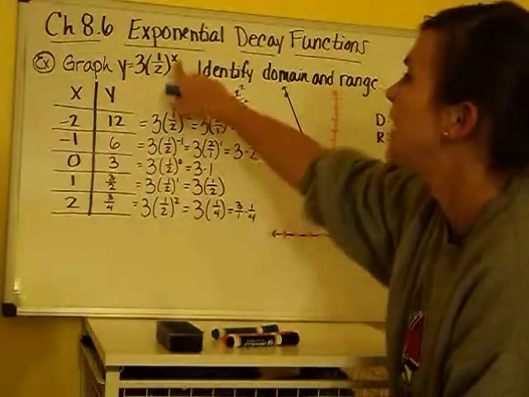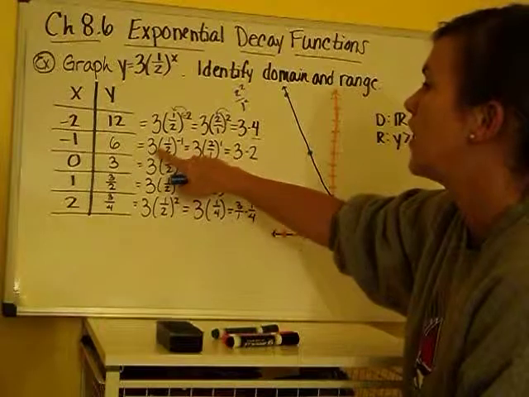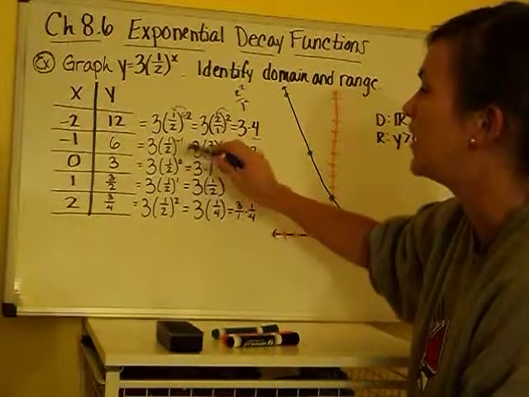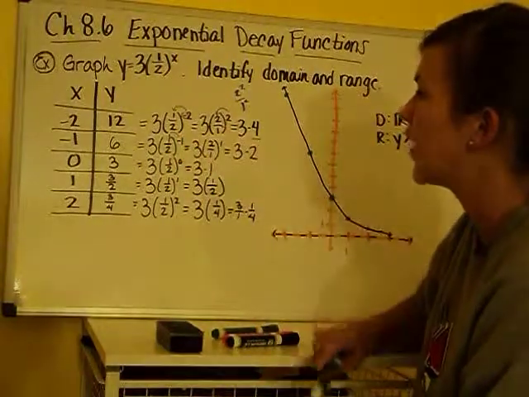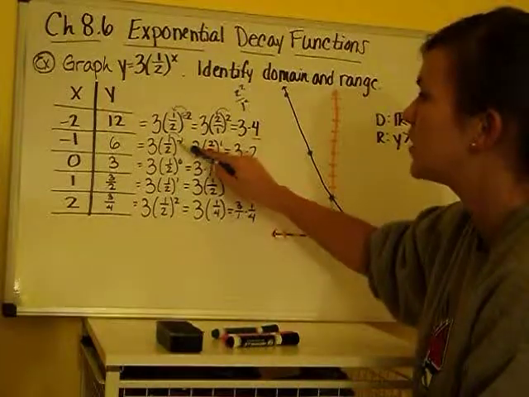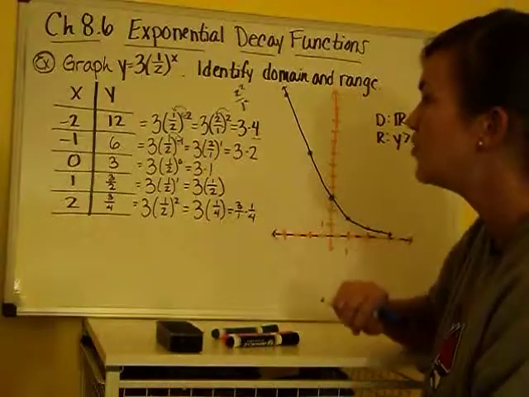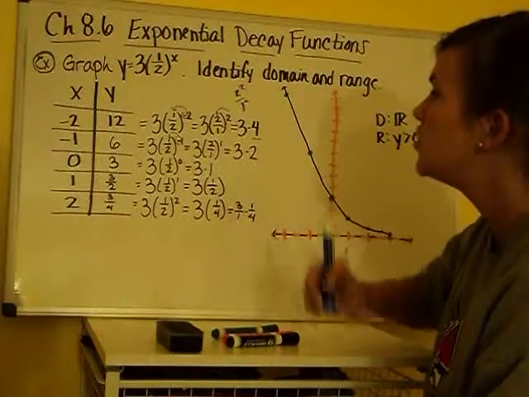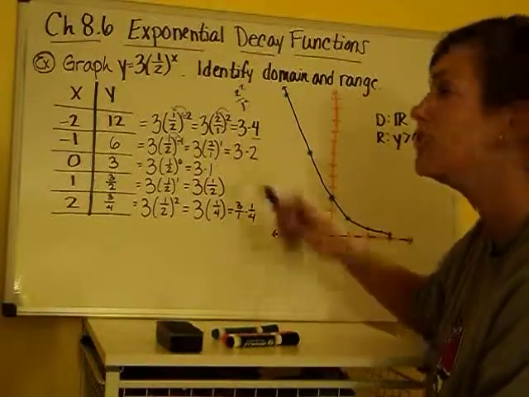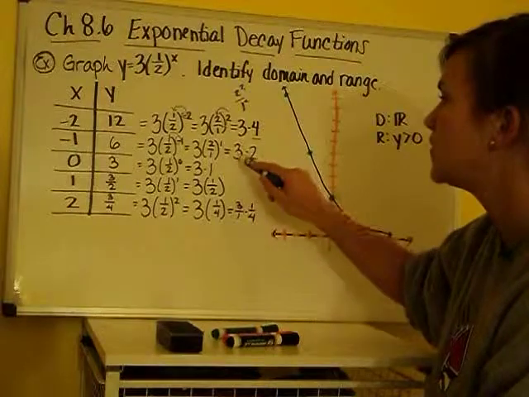Okay, if we put negative 1 in for x, 3 times 1/2 to the negative 1, again, this exponent belongs to that fraction only. So we're going to take the reciprocal, which for 1/2 is 2 over 1. 2 to the first power is 2, times 3 is 6.